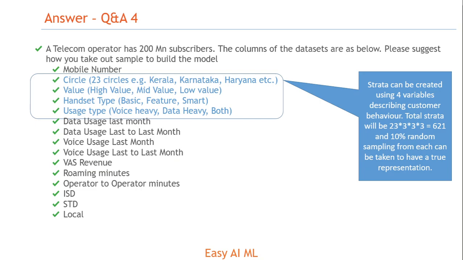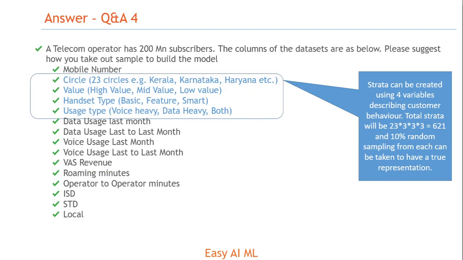So we are going to create a strata first based out of circles. So we are taking geography into the picture, then the customer value. So we are ensuring that high value customers, mid value customers, and low value customers have an equal opportunity to be in the population. And then handset type, so all handset type customers should come into the strata, and usage type: voice heavy, data heavy, both.